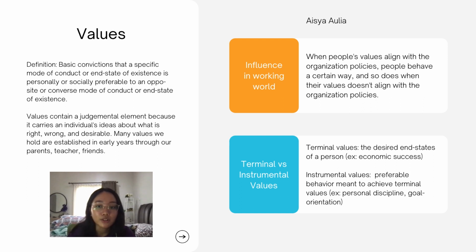And then we move on to the terminal and instrumental values. Terminal values are basically the desired end states of a person, or in easier words, the goal. Here I wrote economic success because some people do want to achieve that. So terminal values are like the goals. And then instrumental values are basically the behavior meant to achieve those terminal values, or the goals. Here I wrote personal discipline and goal orientation, because those might be the two behaviors to achieve the goal, which is economic success.